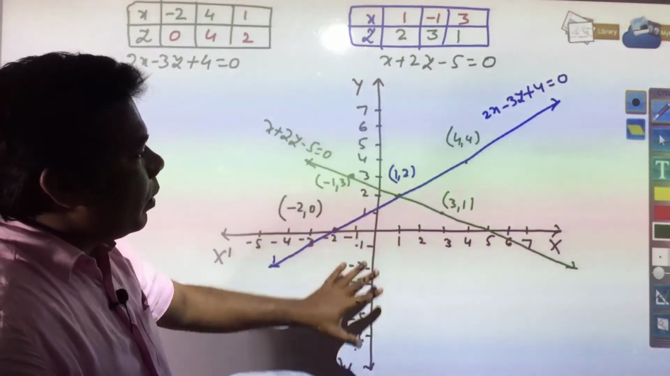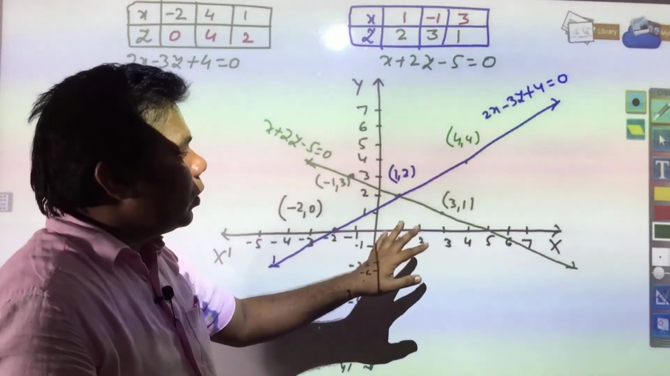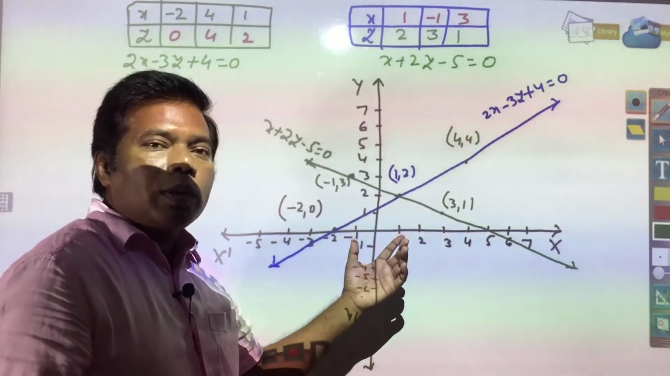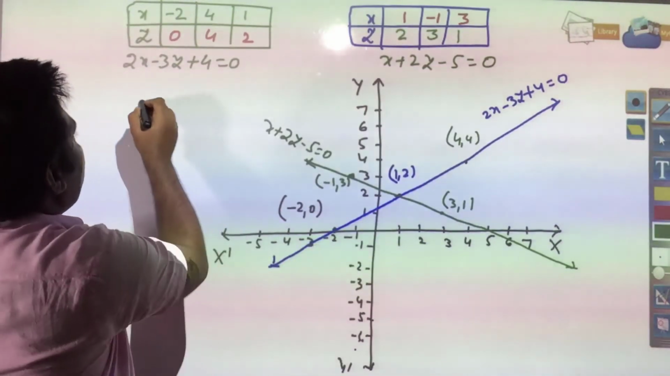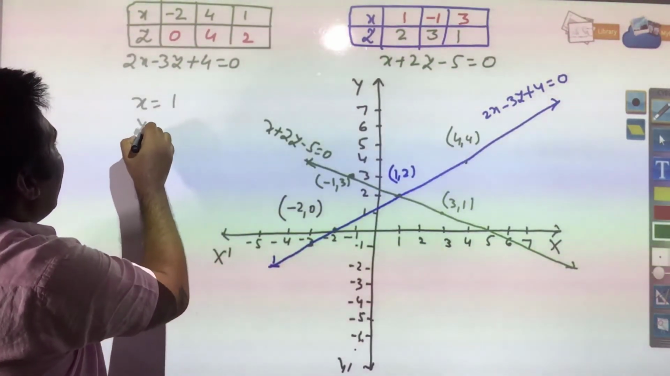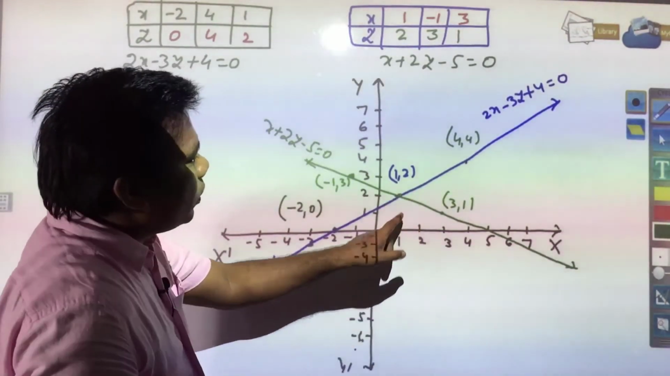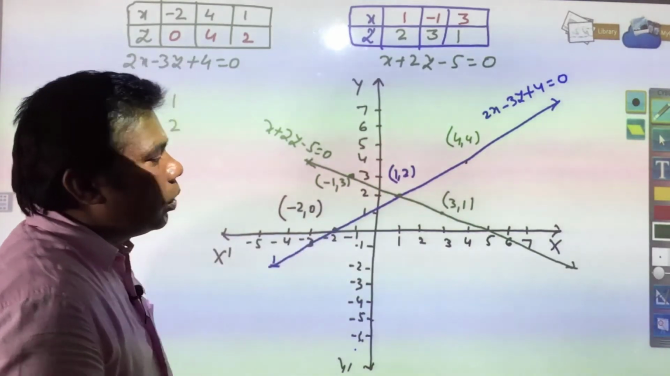So, you have already plotted the graph and got the intersecting point. Graphically you have shown the solution of these two equations simultaneously. So, your solution is x is equal to 1 and y is equal to 2. This is your intersecting point. So, you have got the answer 1 and 2: x is equal to 1 and y is equal to 2.